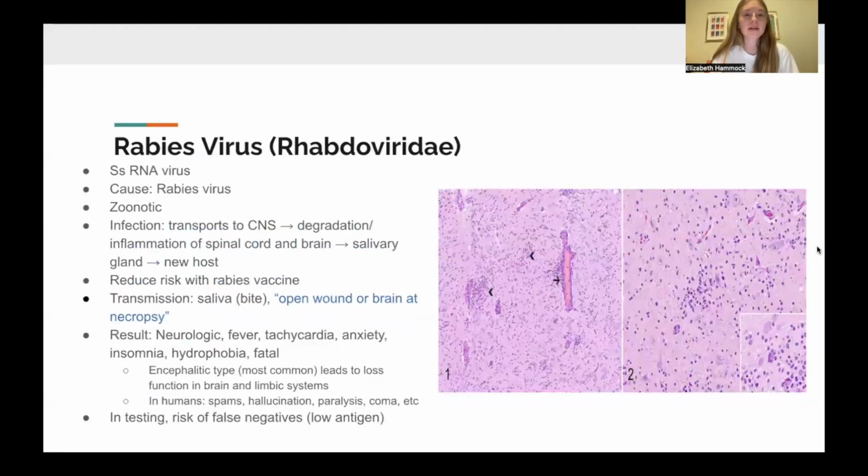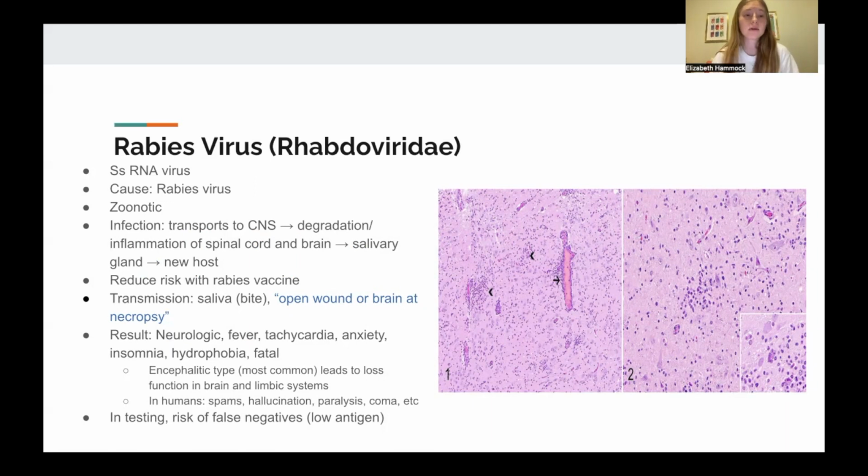Now we will talk about rabies virus, which is part of the Rhabdoviridae family. It's a single-stranded RNA virus, which causes rabies. It's zoonotic, so it is a risk to the handler. The infection typically happens as it travels to the central nervous system, may cause some degradation and inflammation of the spinal cord and the brain. And then after that, it will travel to the salivary gland, where it may then be able to spread to new hosts.